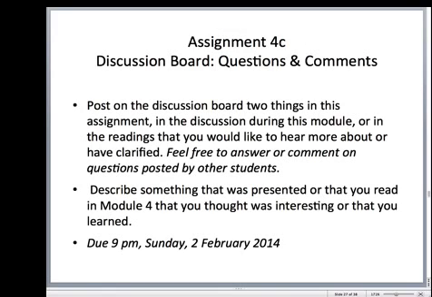Assignment 4C. This is similar to the assignments in the previous modules. Please post on the discussion board 2 things: in the discussion during this module, or in the readings, something that you would like to hear more about or have clarified, and describe something that was presented or that you read in Module 4 that you thought was interesting or that you learned.